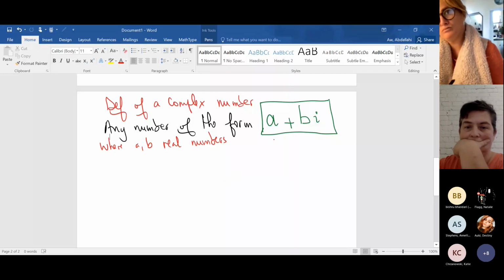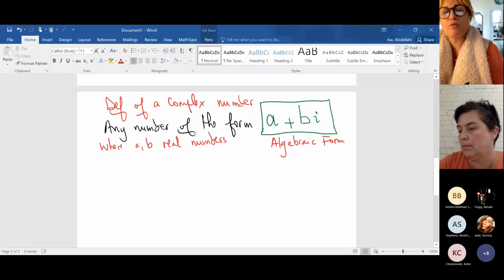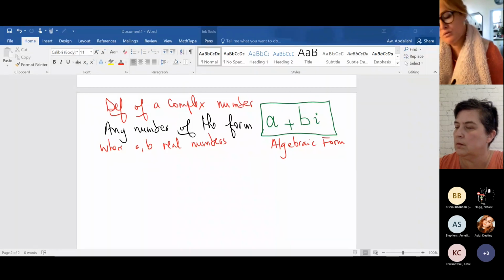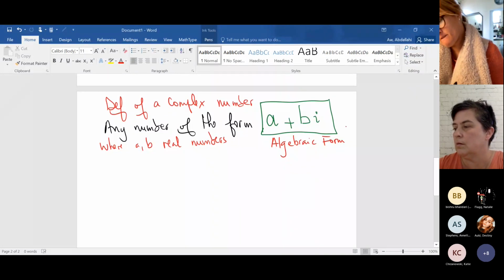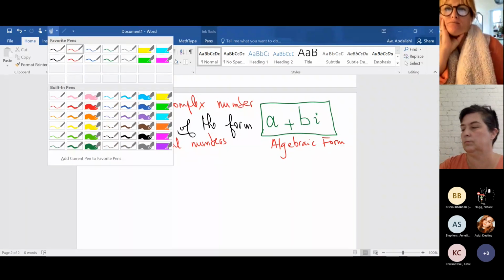We call this the algebraic form of a complex number. Why do I have to tell you the form? Because if you keep going with math, you're going to see some other forms, like trigonometric form, polar form, etc. But for now, we're just going to keep the form right here. Okay. So any number of this form is called a complex number.